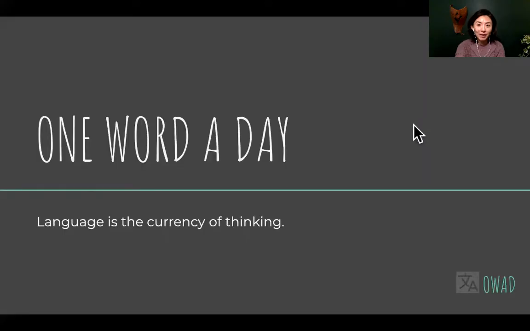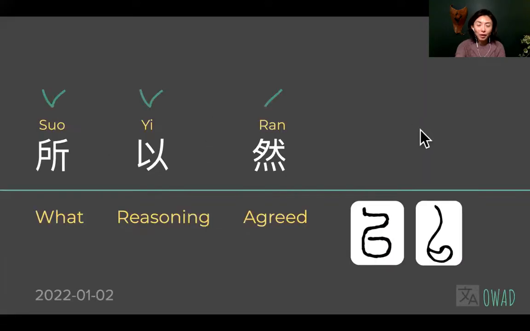We are going to review what we talked about last time. 所以然, which simply means reasoning. We have 所, and everything we talked about so far. 所以 means reasoning. 然 means the conclusion. So altogether, it's basically 3 steps in the logic.